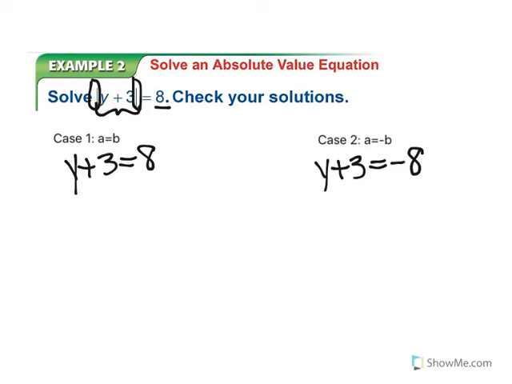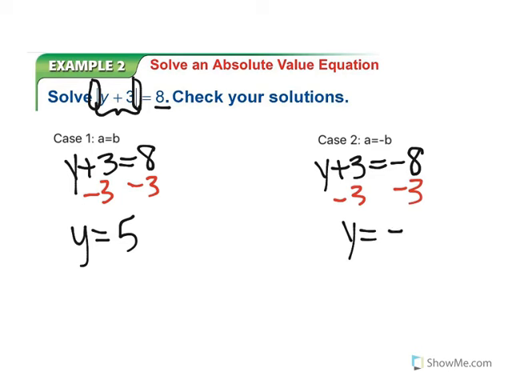On case number 1, we want to subtract 3 from both sides of the equal sign, and we get y is equal to 5. And on case number 2, we want to subtract 3 from both sides, and we get y is equal to negative 11.